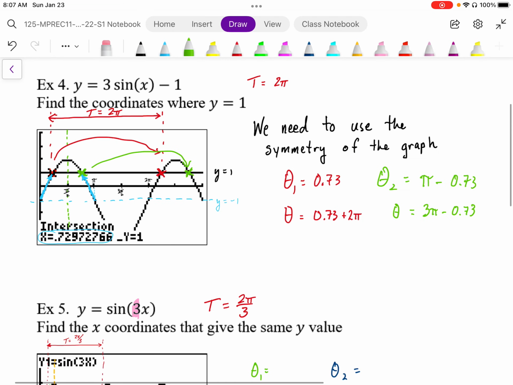So the key is then to understand, first of all, the period, and then using the symmetry to get the theta 1 and theta 2 position. The other two angles are just based on coterminal angles, or just adding 1 full period.